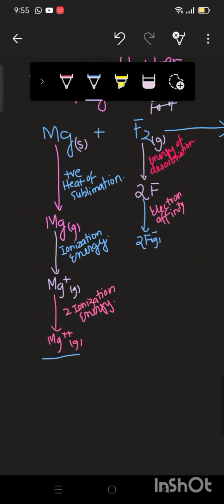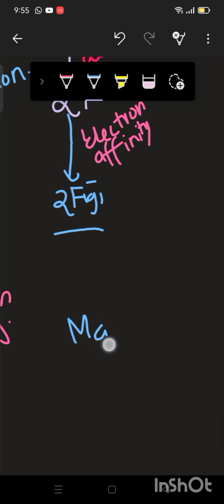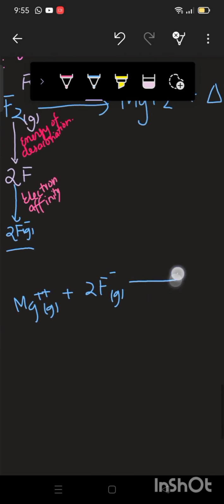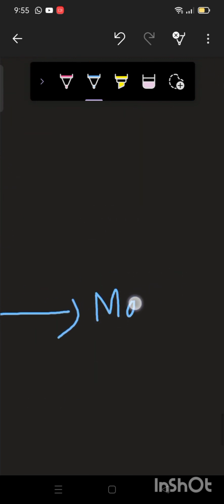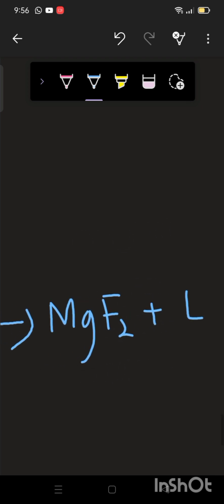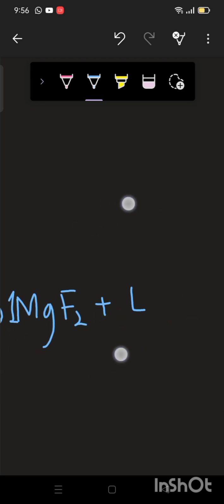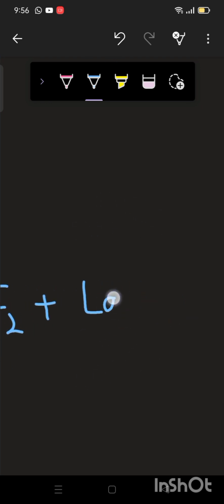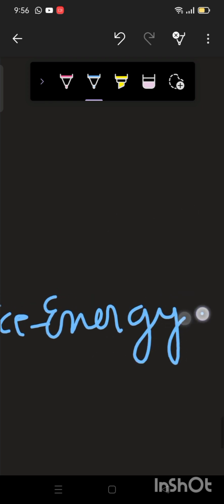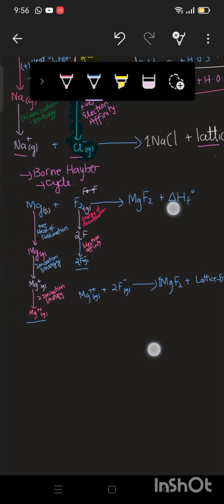Now see, this Mg double positive in the gaseous form plus 2F negative in the gaseous form will both react together to form MgF2 plus lattice energy. 1 mole of MgF2 is formed, and of course if 1 mole of ionic compound is formed, the energy which is released with it is lattice energy, right? So this is how you can find the lattice energy, by the Born-Haber process or Born-Haber cycle. So this was all for today.